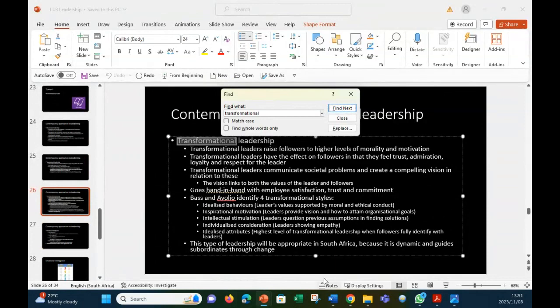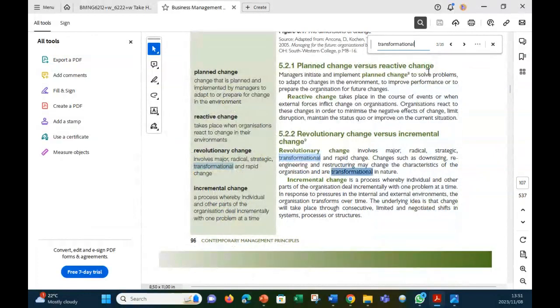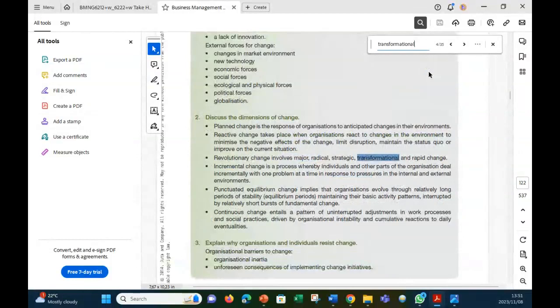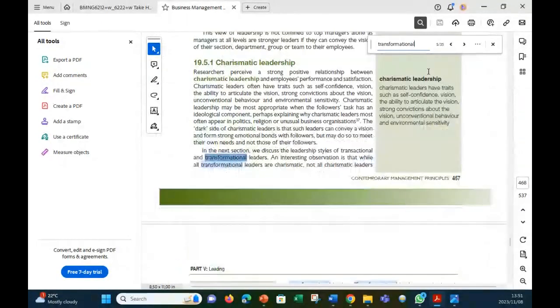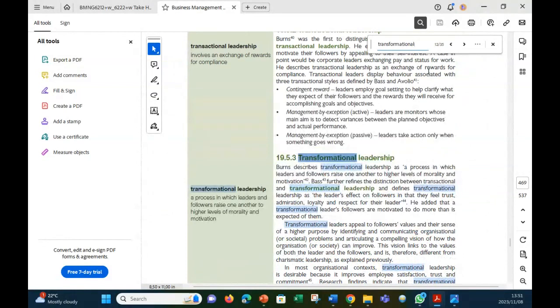To do the same thing with the textbook. Sorry, I've lost my mouse here. So there is the textbook. If we go there, stick it in there, Control V. Right, transformational, there we go. Okay, so we need to look for transformational leadership. And there it is. So the answer would be there. Key again to integrate theory and application.